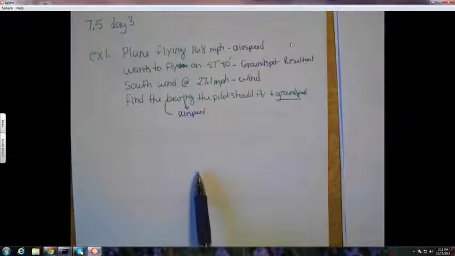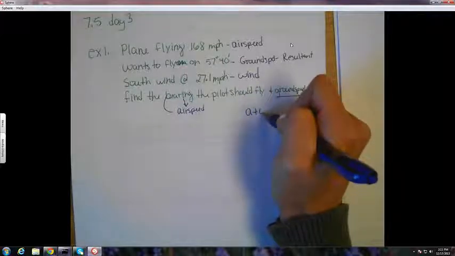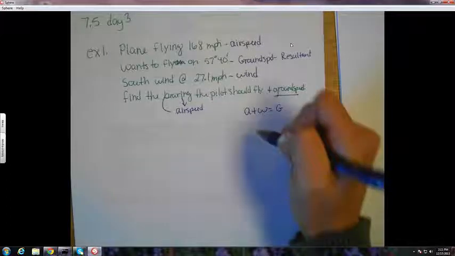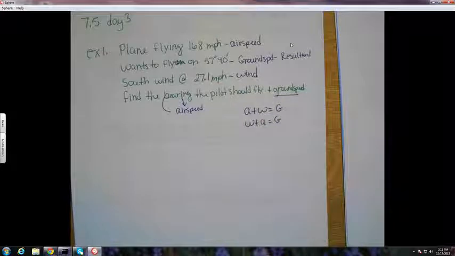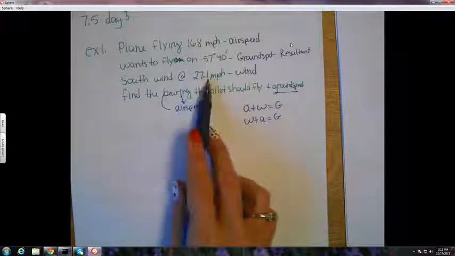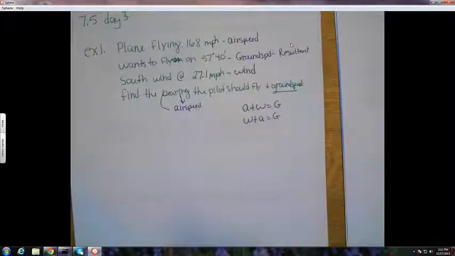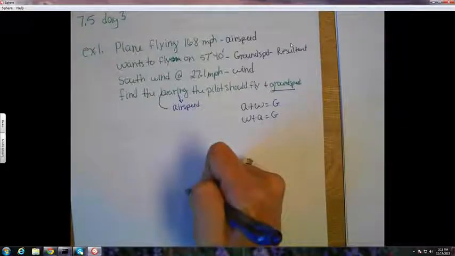Okay? Usually I do airspeed plus wind equals ground speed. But you know these are commutative. I can go wind plus airspeed equals ground speed. So I'm going to start with the wind vector because I think I've got everything I need about the wind, right? South wind at 27 miles per hour. What does it mean for the weatherman to say a south wind? It's going north. The force is moving to the north.